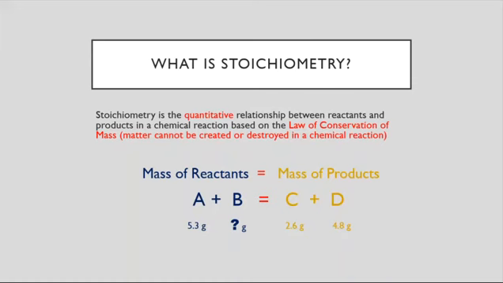All you have to do is add up your products and subtract the mass of the reactants to obtain the mass of your unknown B. Okay, so through that calculation, we can determine the mass of B is 2.1 grams. So if we know the quantities of the reactants, we can then predict or calculate how much product can be obtained.